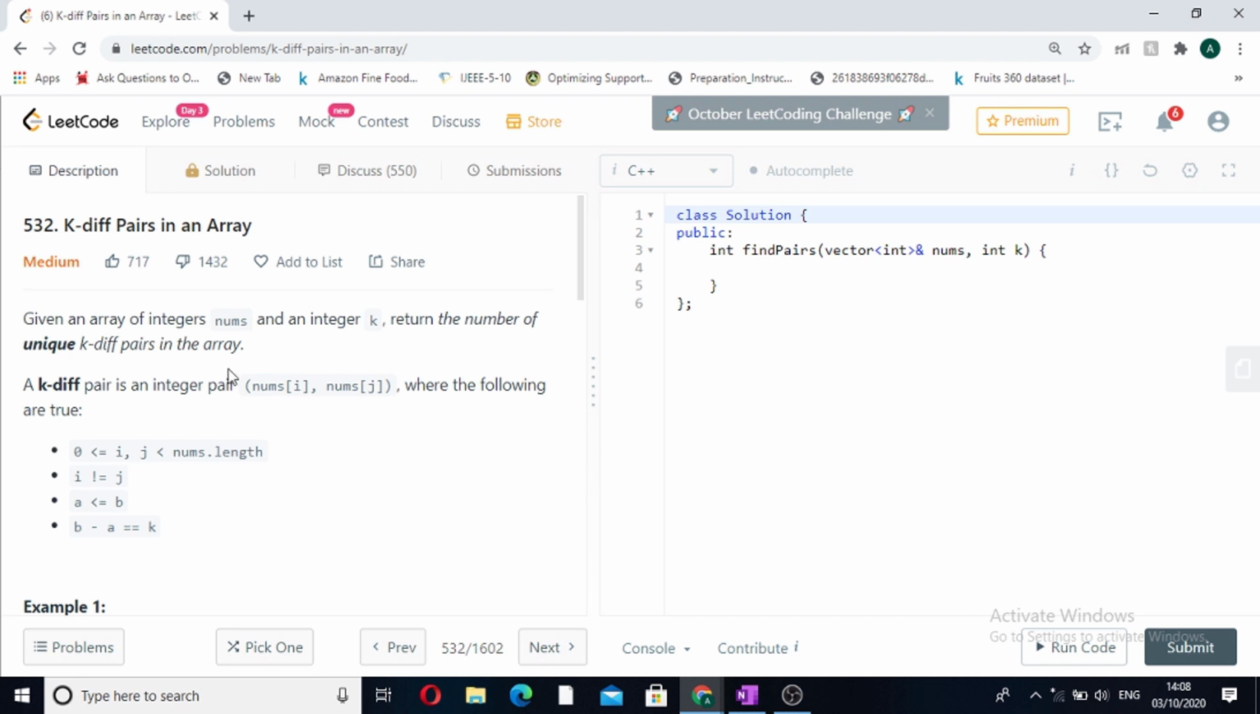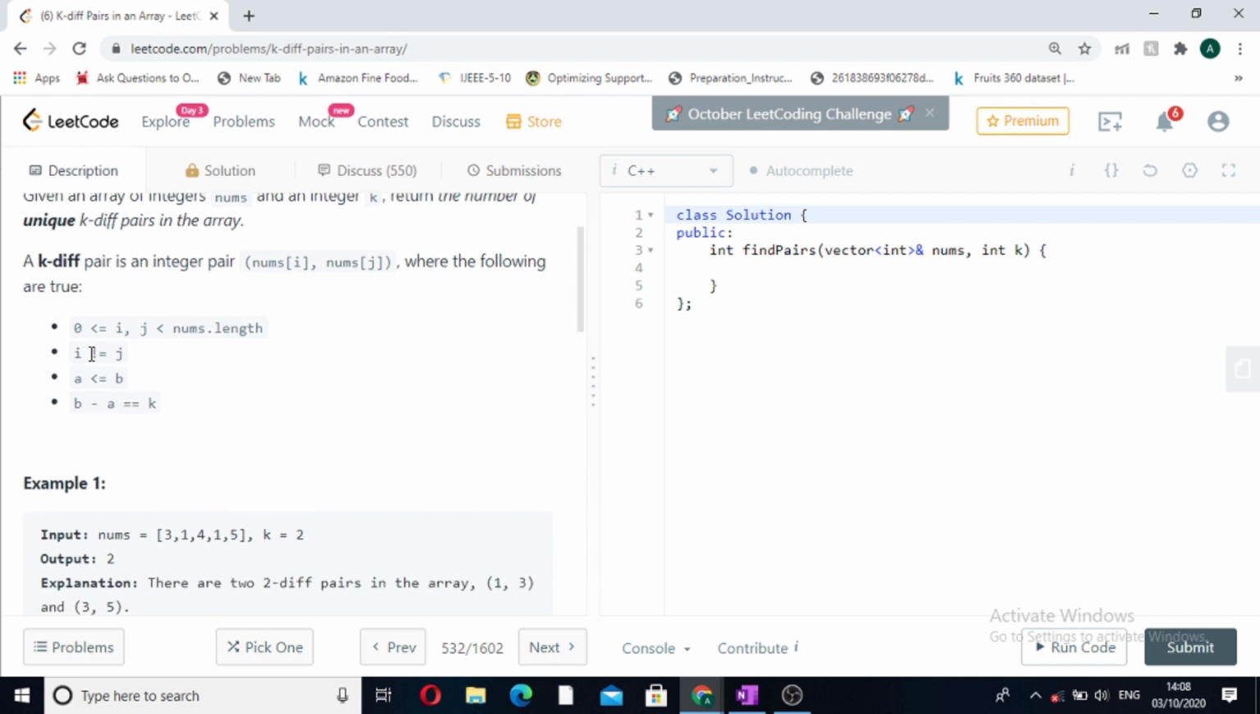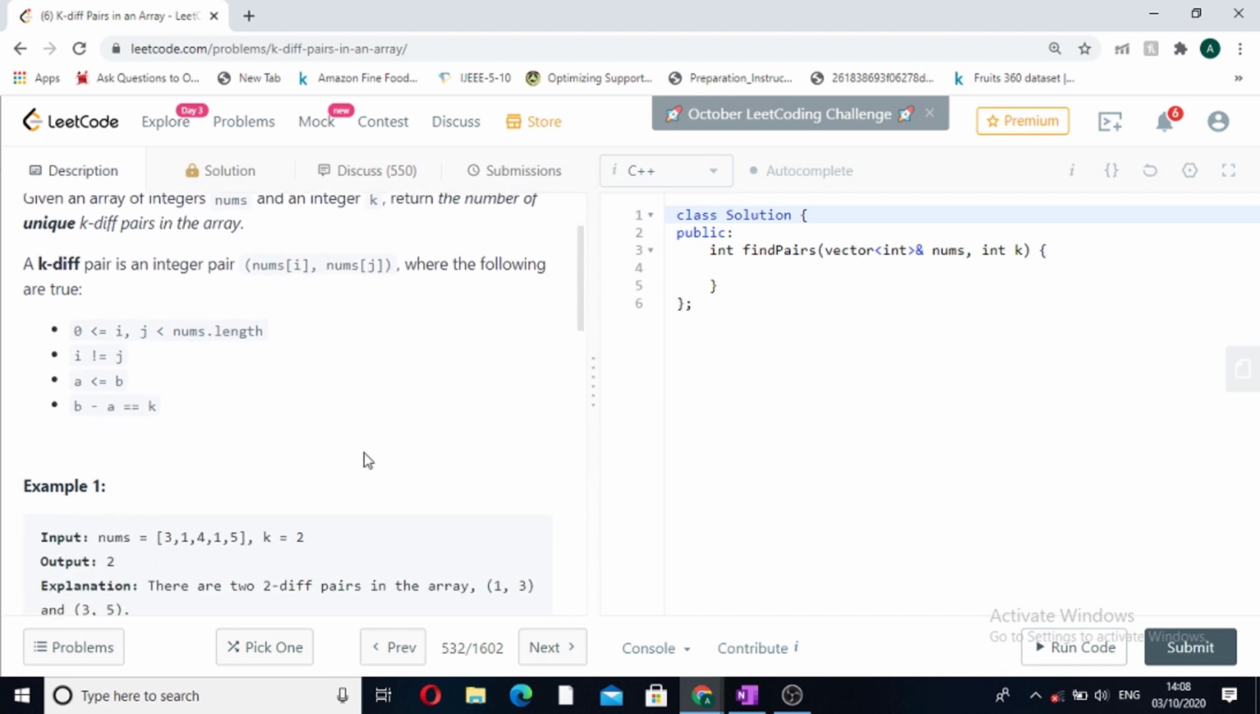Today's question is k-diff pairs in an array. Given an array of integers nums and an integer k, return the number of unique k-diff pairs in the array. A k-diff pair is an integer pair (nums[i], nums[j]) where the following are true: i is greater than or equal to 0 and j is less than the length of the array, where i is not equal to j, and b minus a, that is the difference between nums[i] and nums[j], is k. Let's understand this question with the help of an example.